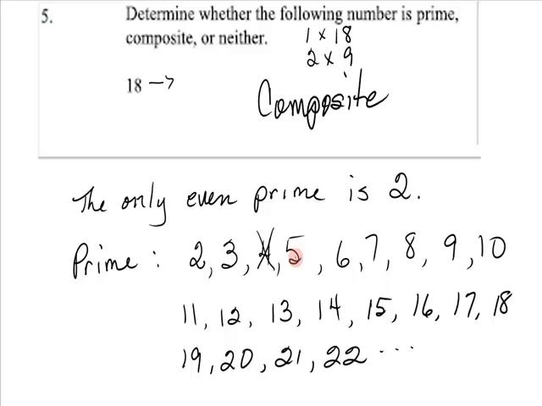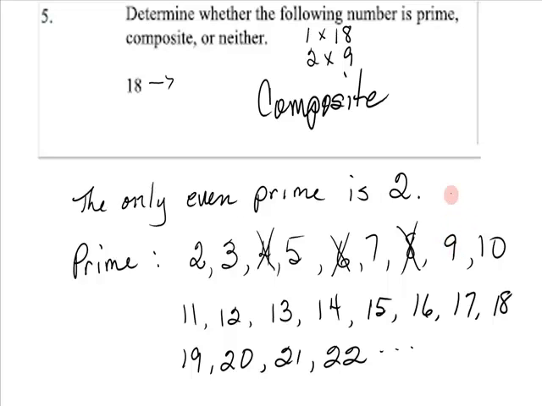Yes, there's only one way to get 5, and that's 1 times 5. 6, not a prime. First of all, it's even, and that means that not only 1 times 6, but 2 times 3. And when you get another pair, it's not a prime, and I'm listing primes. 7, the only way to get 7 is 1 times 7. It's a prime. 8, nope, it's an even. It's divisible by 2.